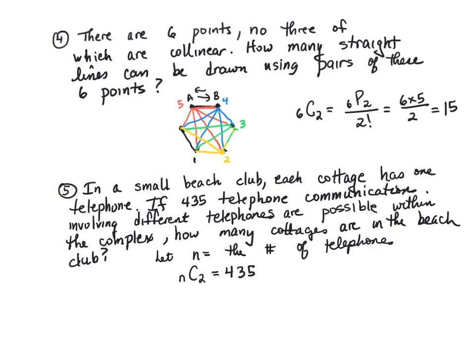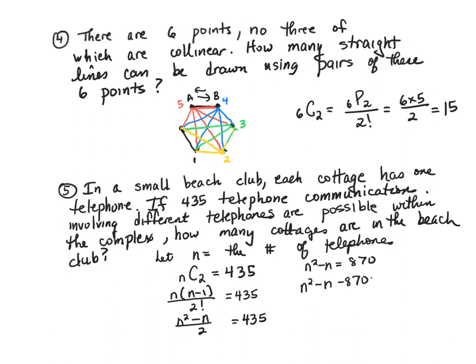So let's solve this. So we have n times n minus 1, because there are two factors, divided by 2 factorial is equal to 435. So we have n squared minus n divided by 2 is 435. We multiply each side by 2. We get n squared minus n is equal to 870. And lo and behold, we have a little quadratic equation in standard form. It's n squared minus n minus 870 equals 0. The two factors that multiply to negative 870 and add up to negative 1 would be negative 30 and 29.